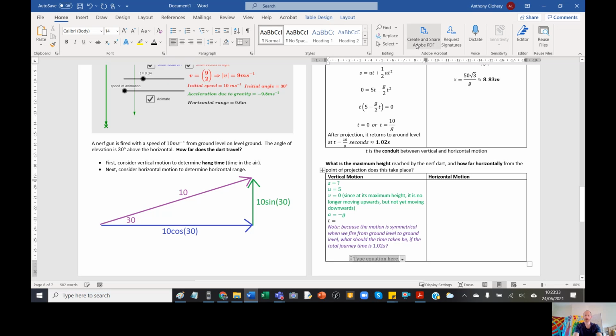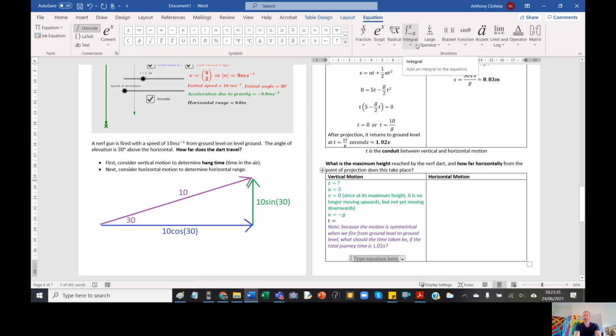So let's do it. S, U, V, and A. That's not going to be S equals UT plus half AT squared. It's not going to be V equals U plus AT. It's going to be V squared equals U squared plus 2AS.